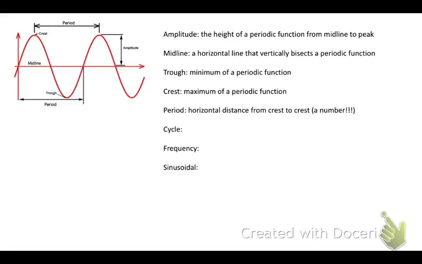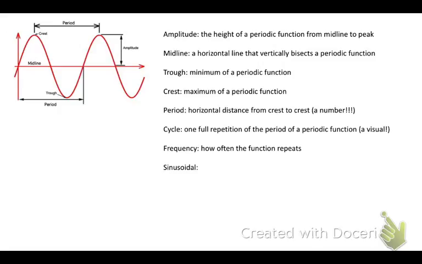And then a cycle is one full repetition of the period of a periodic function, and that's a visual. So that's the difference between the period and the cycle. One's a number, the period's a number, cycle is a visual. Frequency is how often the function repeats. Between 0 and 2 pi for sine. And then sinusoidal is just the sine wave. That's just another name for the sine wave.